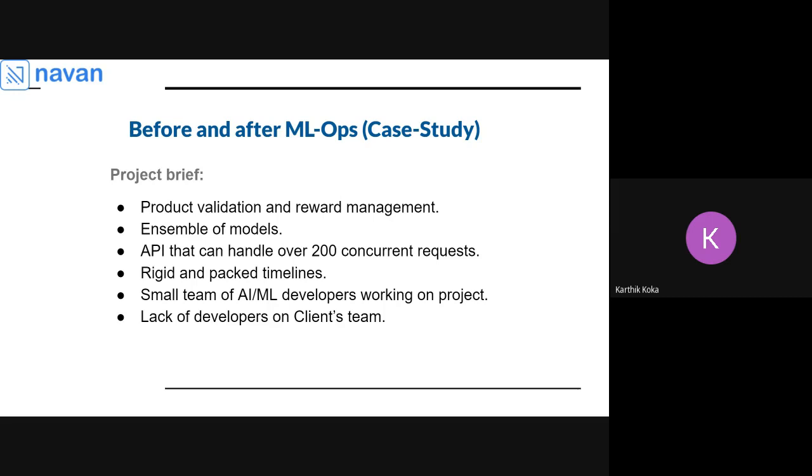It actually involved an ensemble of models, close to five different models, which validated different aspects of the products in the images. And only then would they be given the reward. And we had to create an API service for people to access these rewards and the validation. The API was supposed to handle over 200 concurrent requests, as nearly millions of people would be using this.